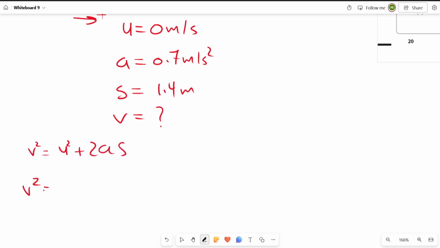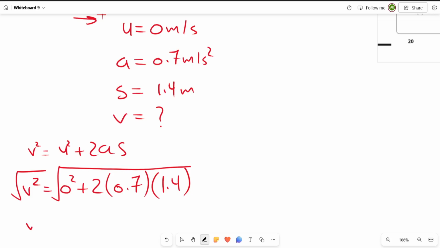So V squared is going to equal U squared, which is 0 squared, plus 2 multiplying A, which is 0.7, multiplying S, which is 1.4. If I want V, I will square root all of that, and this is going to give me a V value of 1.4 meters per second. So now A at the instant that B hit the ground is moving with a velocity of 1.4 meters per second.